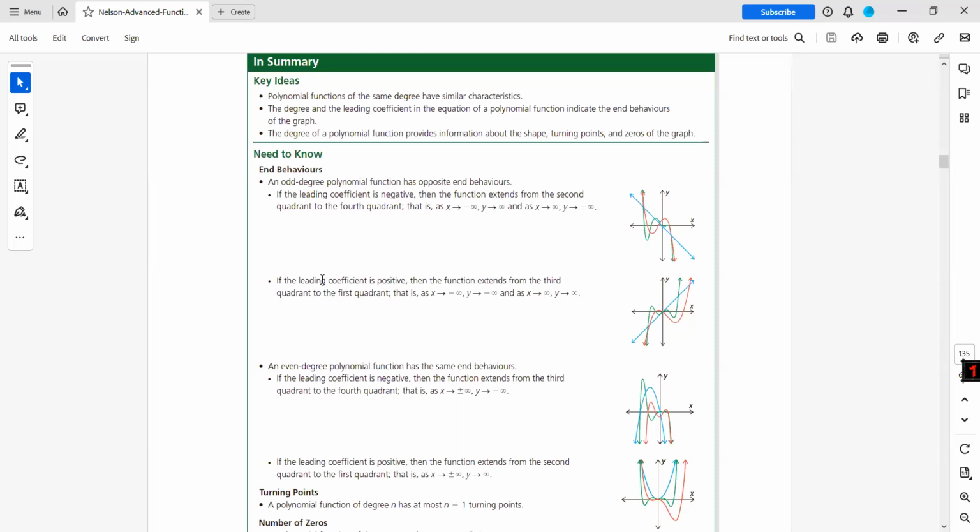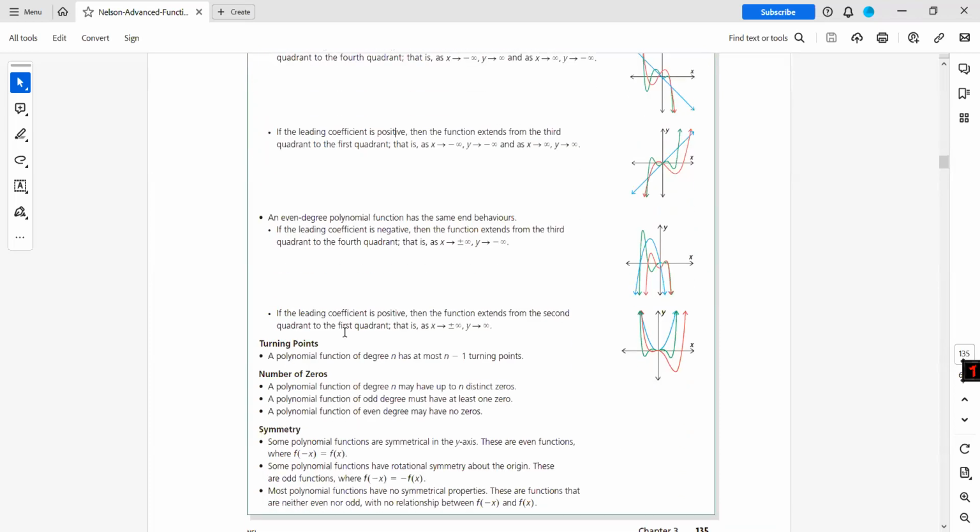If the leading coefficient is negative, then the function extends from the third quadrant to the fourth quadrant. That is, as x travels to plus or minus infinity, y travels to negative infinity. If the leading coefficient is positive, then the function extends from the second quadrant to the first quadrant. That is, as x travels to plus or minus infinity, y travels to positive infinity.